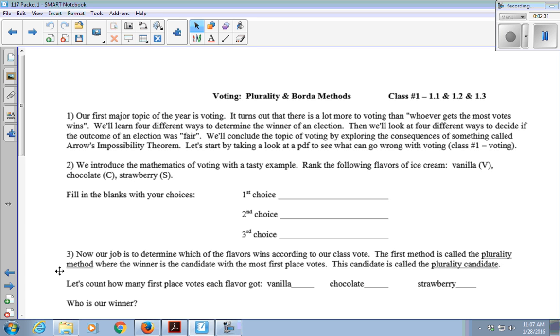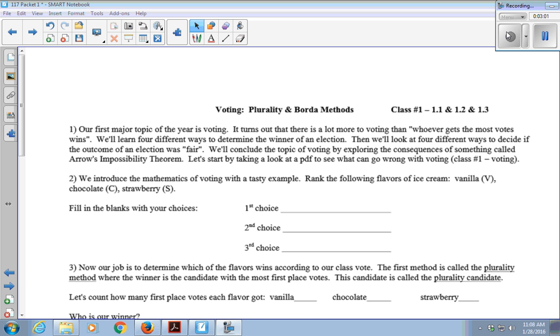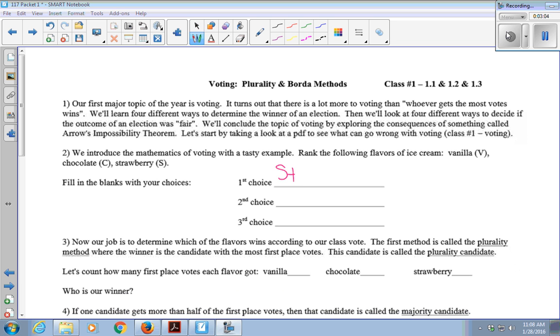We're going to introduce the mathematics of voting with a tasty example here. Okay, so just each of you at your seats, I want you to rank these flavors of ice cream first, second, and third. Vanilla, chocolate, and strawberry. Individually, what's your first, second, and third choice? All right, so I'm going to rank mine. Let's see. Mine is strawberry, chocolate, vanilla. Okay, so that's just my personal preference.